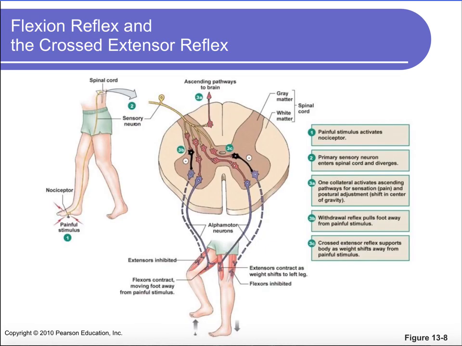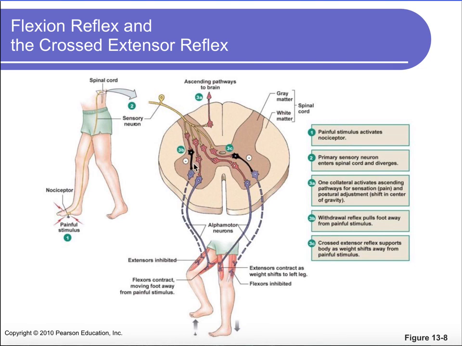Another reflex that's shown here is slightly more complex, but it's not too complicated. It's a flexion reflex. So in this case, your leg will flex as opposed to extend, and then you will also cross to the other side and extend the other side. So we call this a flexion reflex and a crossed extensor reflex. So let's say you're walking and you accidentally step on a tack. Well, that's painful. So you're going to activate nociceptors, our pain receptors. The pain receptors are going to send that information into the spinal cord through our pain fibers, and it's going to do several things, actually.